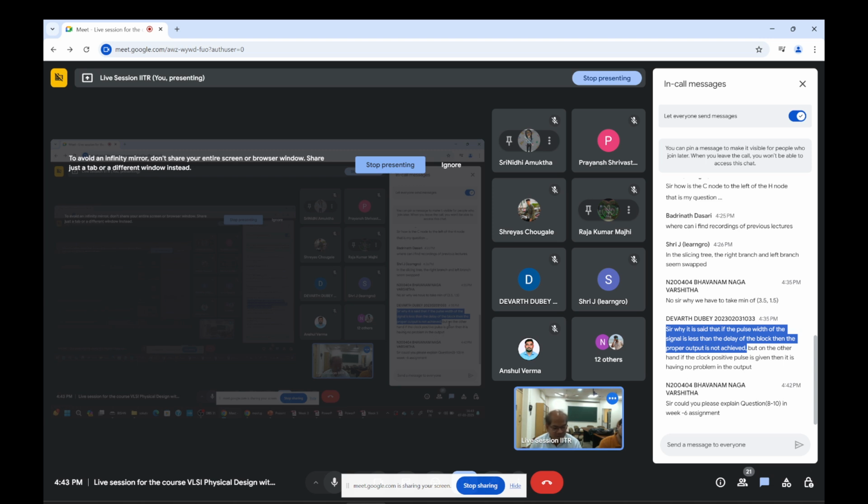Now I understand. In what you have written, instead of clock it should be block actually. So the top one is related to combinational circuits. In a combinational circuit, the pulse width should be larger than the delay of the logic block. Then only it will appear at the output.